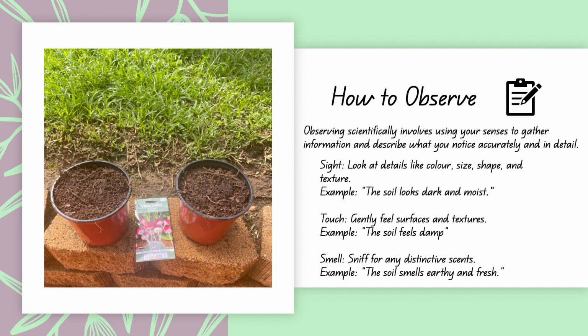Observing scientifically involves using your senses to gather information and describe what you notice accurately and in detail. We can use our sight to look at details like color, size, shape, and texture. For our task, we might say, the soil looks dark and moist. When we're using our sense of touch, we can gently feel surfaces and textures. For our observation, we could say that the soil feels damp.